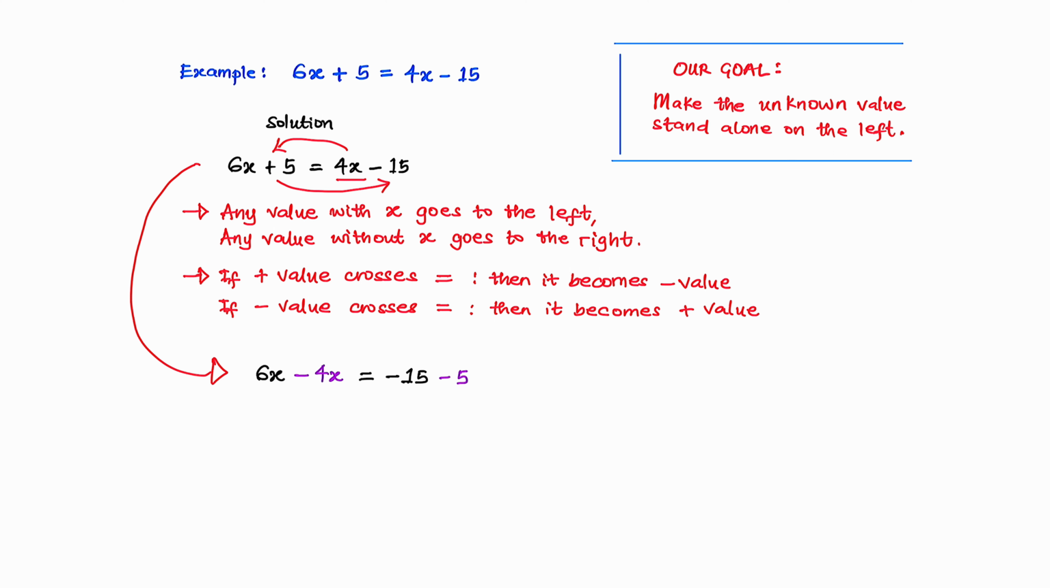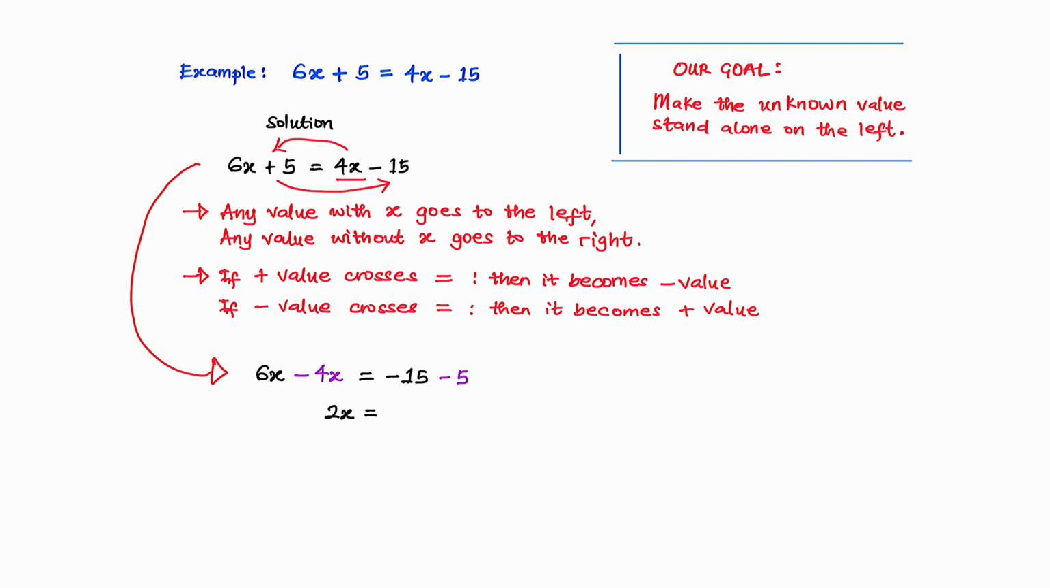Next thing we need to do is simplify. So we have 6x minus 4x. Think of it like 6 apples minus 4 apples. 6 apples minus 4 apples will give you 2 apples, which means 6x minus 4x is 2x. And then we have equal to minus 15 minus 5.